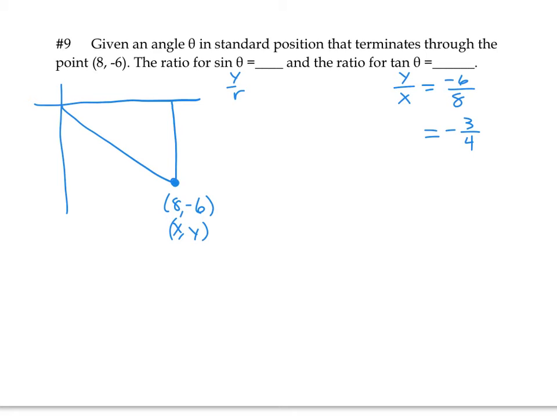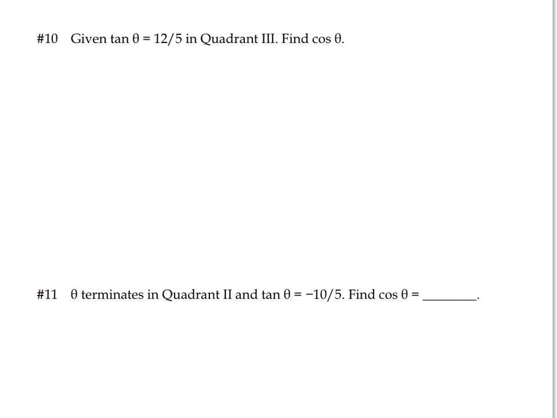Sine is y over r, so in order to find that, we're going to need to find an r value. So r squared equals 8 squared plus (-6) squared. R is equal to 10 if you go through and solve that Pythagorean theorem there, or you might recognize a 3, 4, 5 all doubled, so that's the 5 doubled, which is 10. So r is 10, so sine is y over r, or -3/5 reduced.